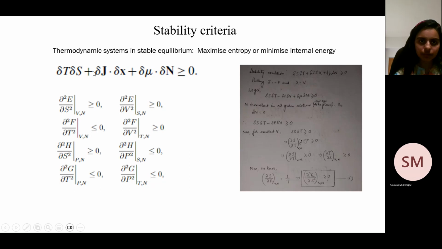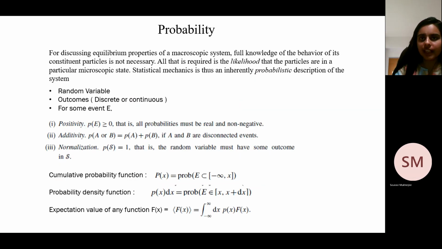And we get all of that from the stability criteria, which comes from the fact that the system always tries to maximize its entropy or minimize its internal energy as it approaches equilibrium. So just as this is being done, similarly, you can use the differential forms of different potentials and use these different relations to find all of these inequalities. Okay. So that was about thermodynamics.